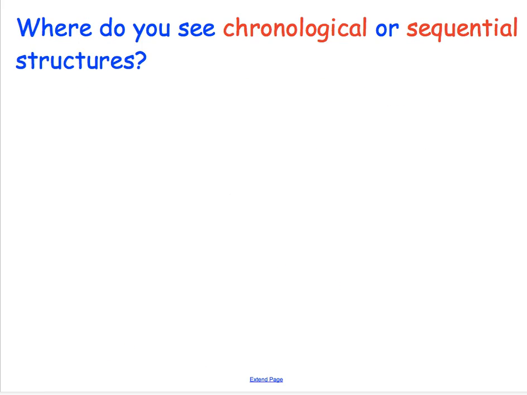Where else do we see chronological or sequential text structures? Well, we actually see them a lot more often than you think. Let's talk about some of those. In news reports, whenever they're talking about an event that happened, they usually have it in sequential order. What happened first, what happened next, what happened last, especially if there's something like a robbery or a murder. They're looking at what they think happened and in what order.